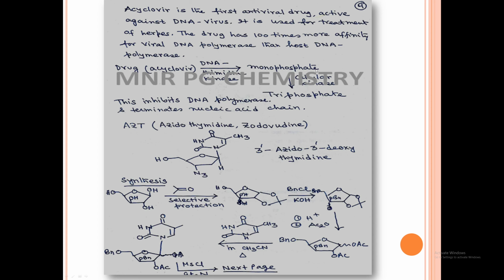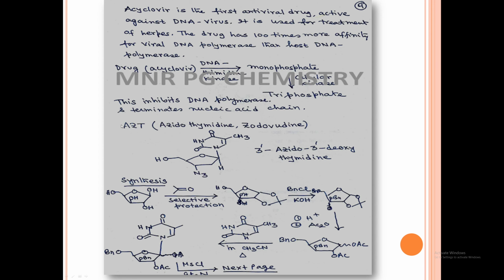Now further, in the presence of cellular kinase, the triphosphate formation will happen. So this inhibits the DNA polymerase, because the DNA polymerase now will be fooled by this acyclovir triphosphate. The original molecule it will not be able to recognize. In place of that, DNA polymerase will recognize this acyclovir triphosphate, and as a result the nucleic acid chain will be terminated, because here the acyclovir triphosphate will be incorporated.